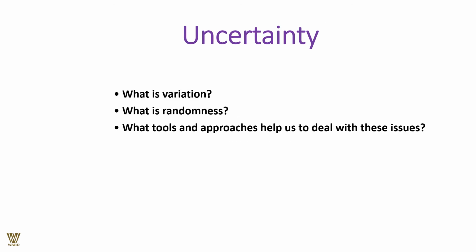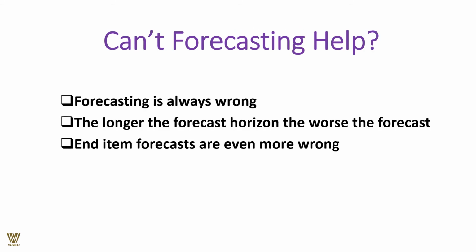So, what is all about uncertainty? It is the variation. It is the VUCA world. VUCA is volatile, uncertain, complex, and ambiguous world that comes around it. There is a lot of dynamic environment. We are talking about randomness. What tools and approaches help us to deal with these issues, as the case might be?